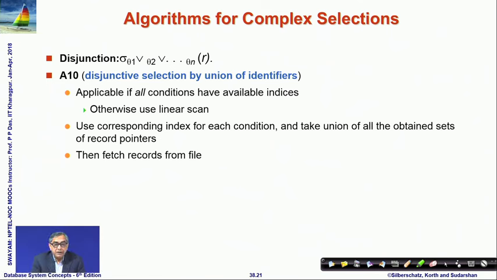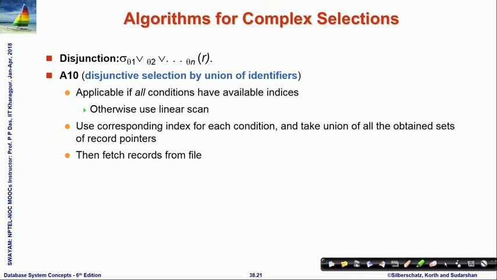Disjunction, that was conjunction. If we want to do disjunction, then if all of these conditions have an index on them, if it is available, then we can do something better. Otherwise, if we do not have that, then it is better to do a linear scan, because all tuples which satisfy theta 1 will be there in the result, those which satisfy theta 2 may or may not satisfy the others, will also be there, and so on.